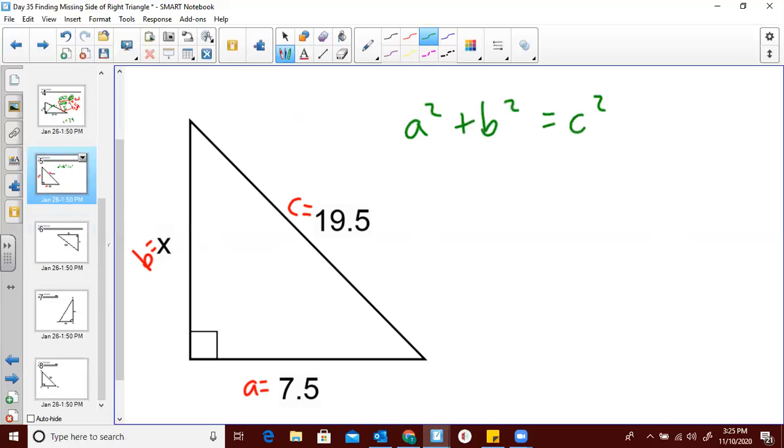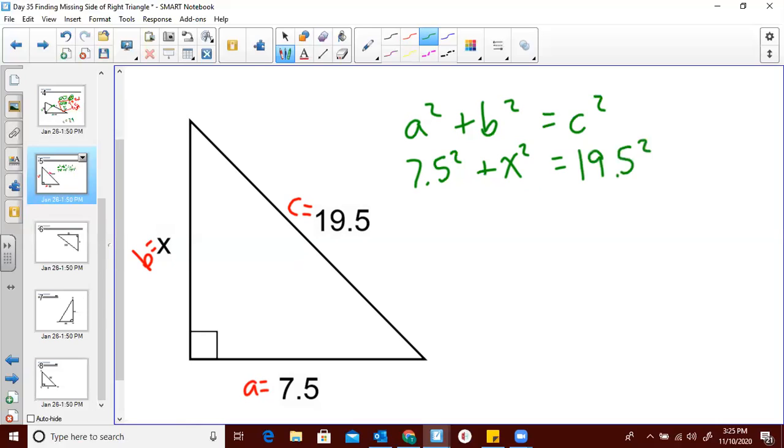It is 7.5 squared plus B squared equals, and our C. We don't know what B is, and I'm not even going to bother putting an X in there for it right now. I'm just going to leave it as a B. Or maybe I'll go ahead and put it as an X, just so you guys see it. All right, and then C is going to be 19.5 squared.